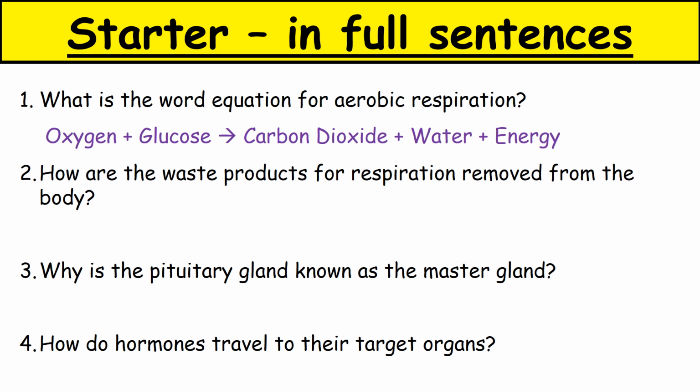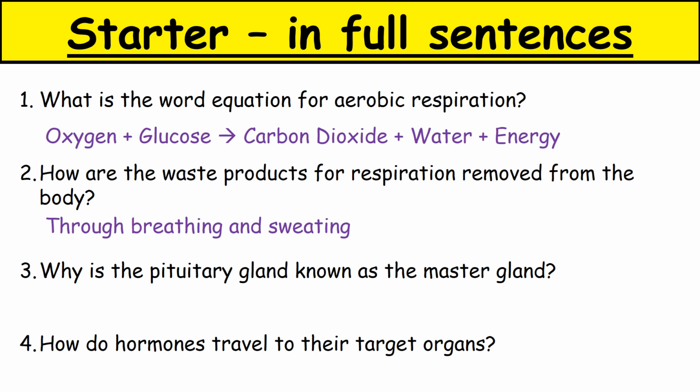How are waste products for respiration removed from the body? Well, we breathe out, so we do gas exchange in the lungs and breathe out the carbon dioxide. Water we lose via sweating, and we also lose it in urine, and we also lose it through our breath.